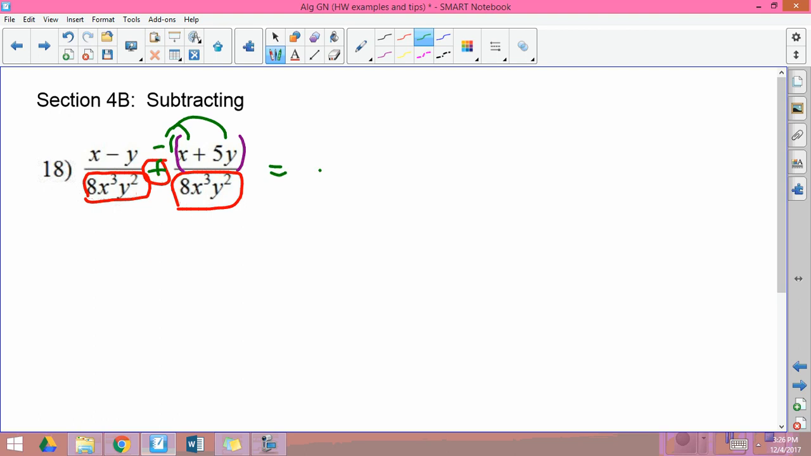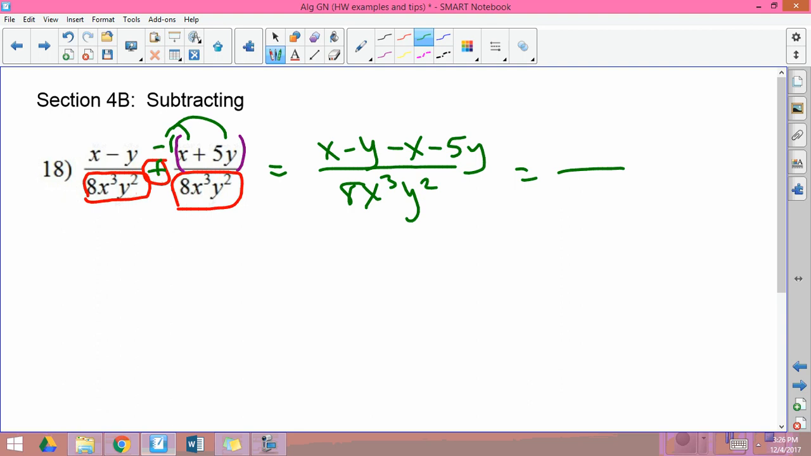So my single fraction has that common denominator, and it's x minus y. Minus 1 times x is minus x. Minus 1 times minus 5 is minus 5y. And so then when I go ahead and do that subtraction, I end up with that common denominator. That doesn't change.